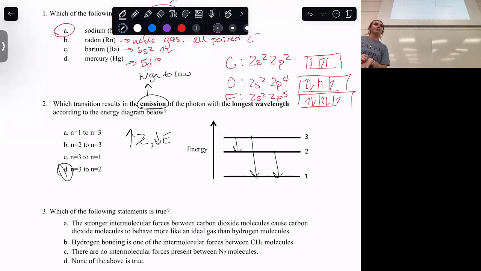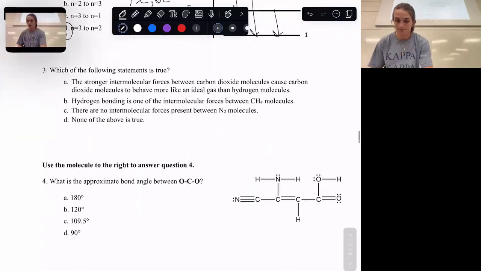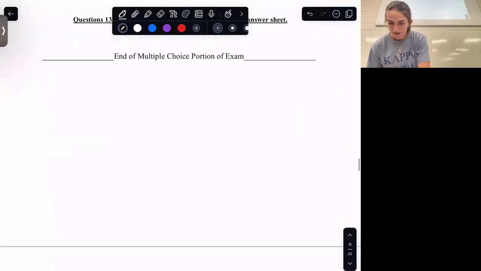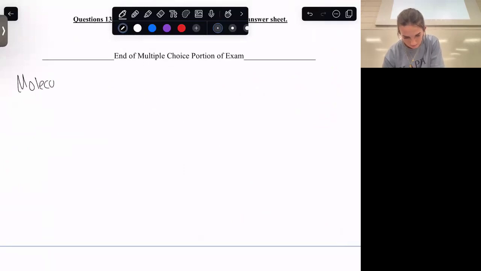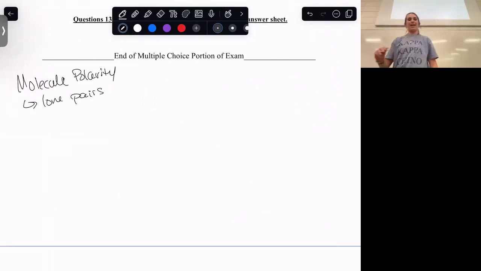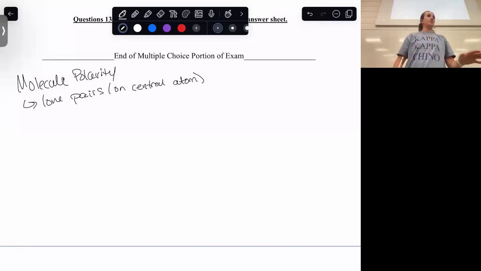Yep. Is this something like polarity, like the structure specifically? Yes. Like overall dipoles and stuff? Yep. So the big thing to look at for molecule polarity, you first want to look for lone pairs. Like 75% of the time, if it has a lone pair, it's going to be polar, or I should say lone pairs on the central atom. That might be closer to 80%. 80% of the time, if it has lone pairs on the central atom, it's going to be polar. And then you want to look for symmetry.